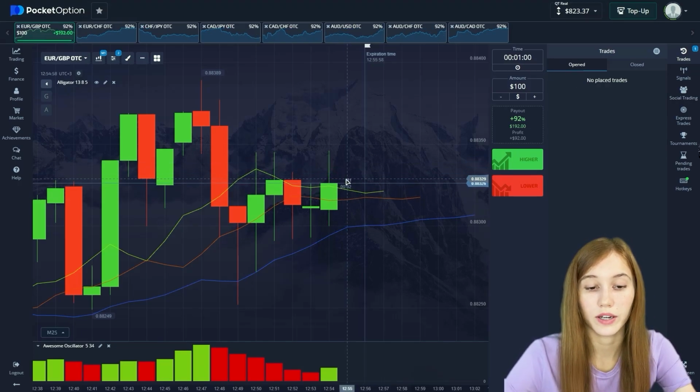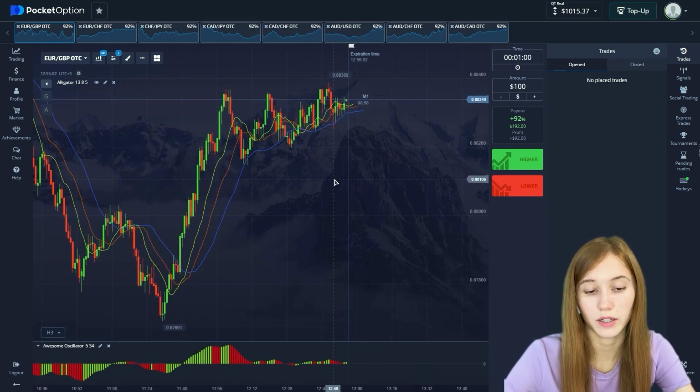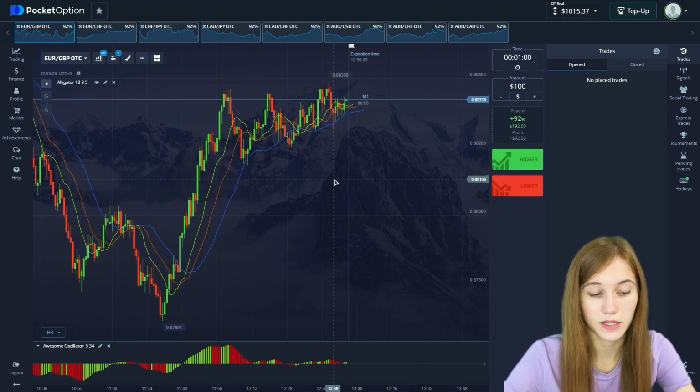The chart is floating and sharp, which is not always pleasant, but all of them are like that. The deal closes in profit and we will end our trading session.